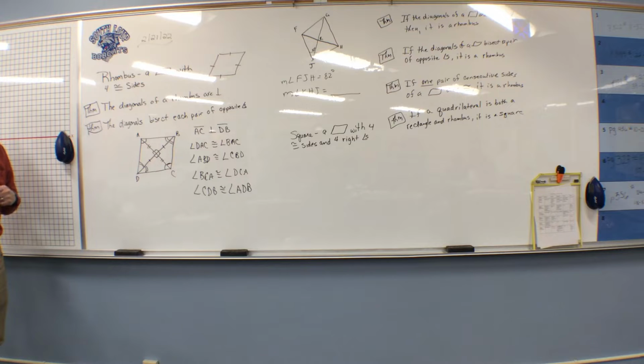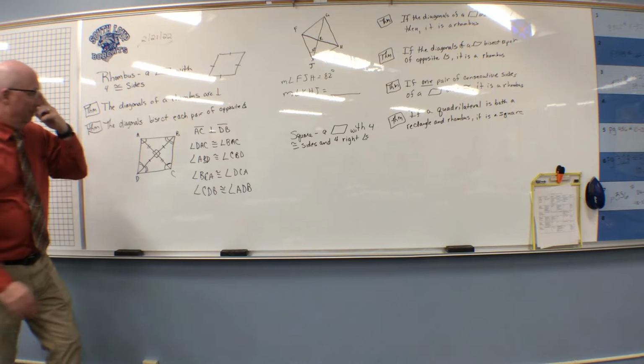Now remember, I'm going to say this again. The diagonals are not equal. They just bisect each other. They bisect each other and they bisect opposite angles. Any questions so far?